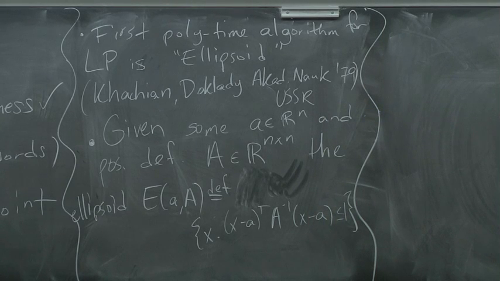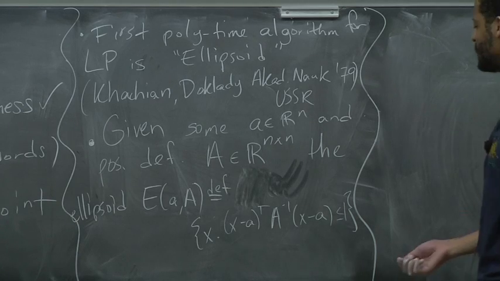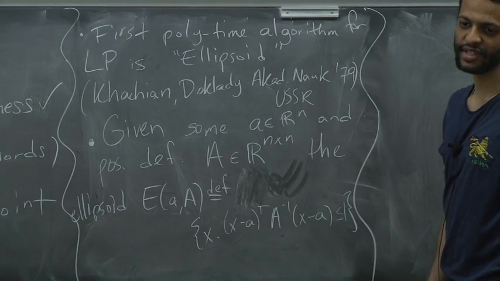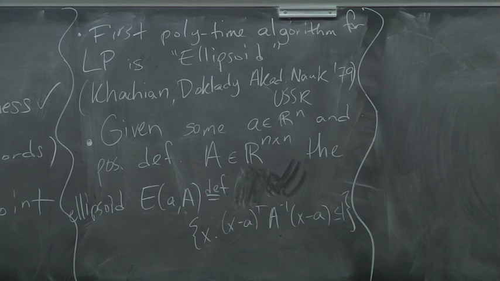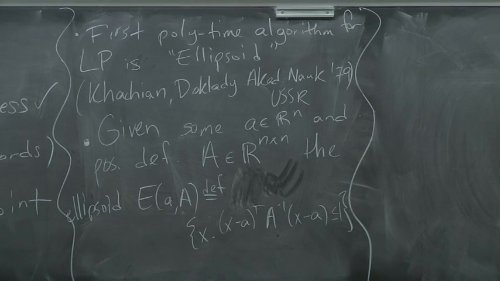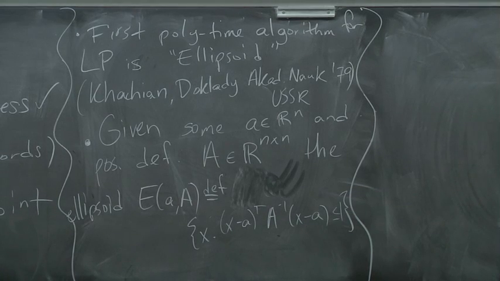Okay. So for example, for a sphere of radius 1, A would just be the identity matrix, and a would be the center of the sphere. In general, you can always view ellipsoids as linear transformations of the sphere.